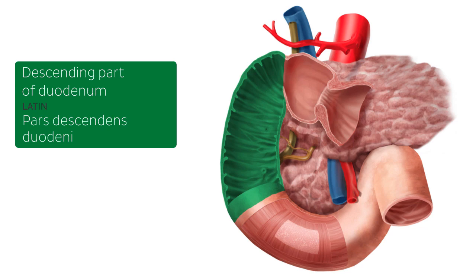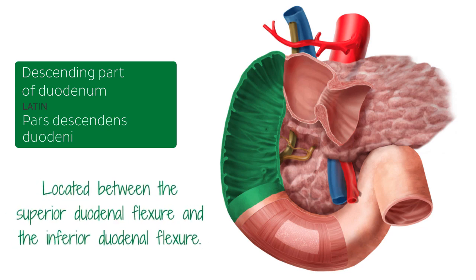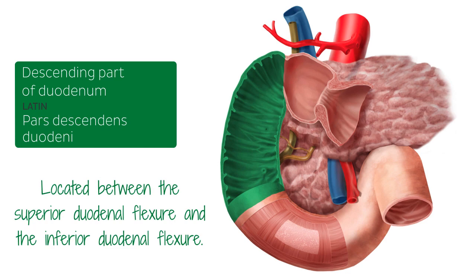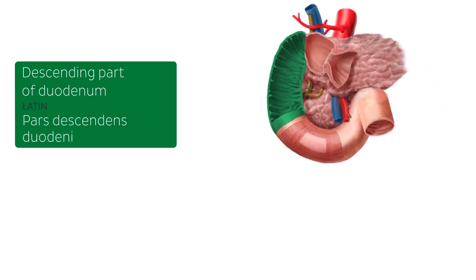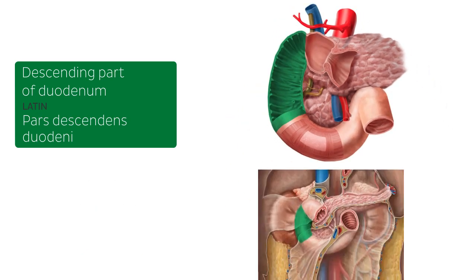Now, this part of the duodenum is located between the superior duodenal flexure, which we have just looked at in the previous slides, and also the inferior duodenal flexure, which we will highlight on the next slides. You can also see here the descending part of the duodenum highlighted on this image of the interior view of the abdomen.